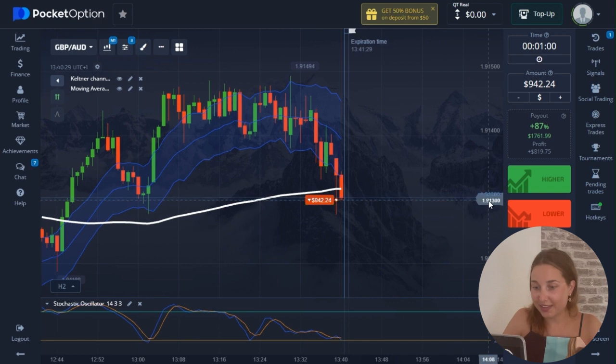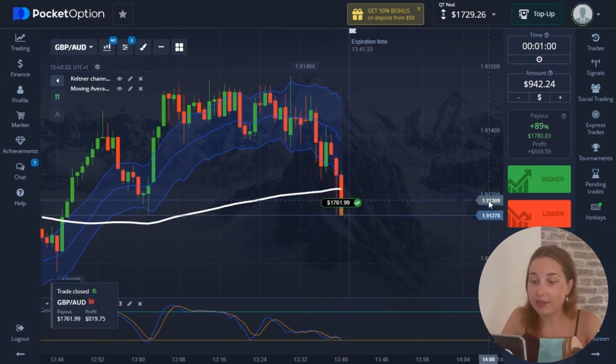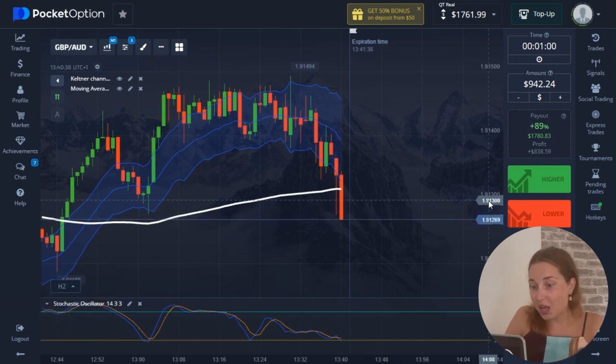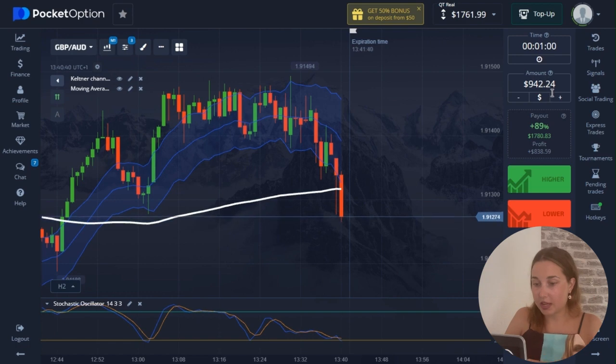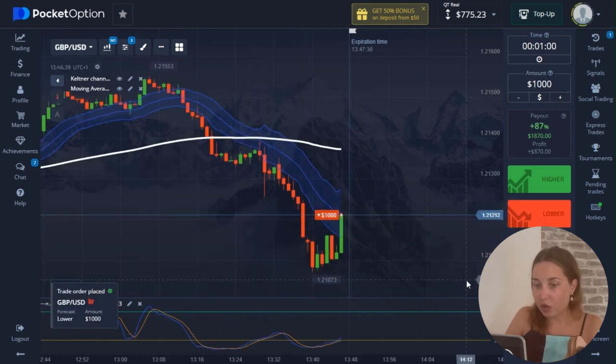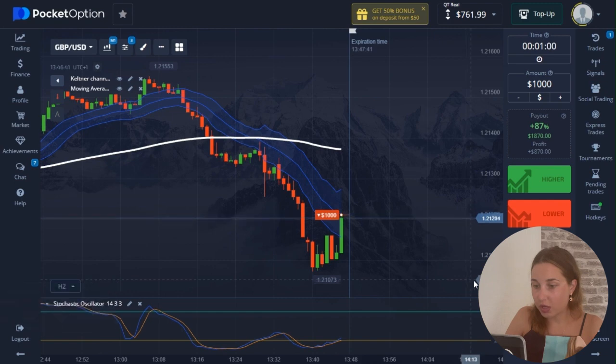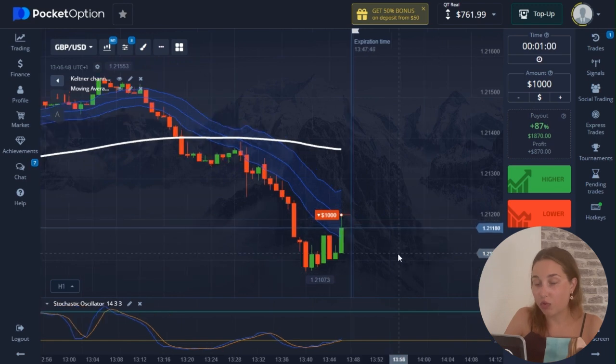Back to trading, friends. There is already a solid sum in the balance, $1,762 without a cent. We'll increase the investment size and move to the next deal. Opening a put option on the British pound and dollar currency pair. This situation might be worth commenting on in more detail.